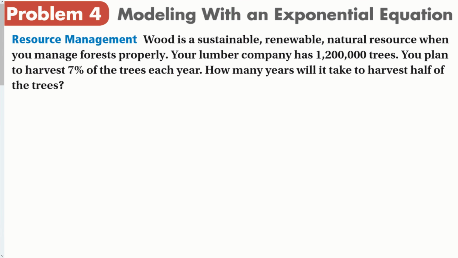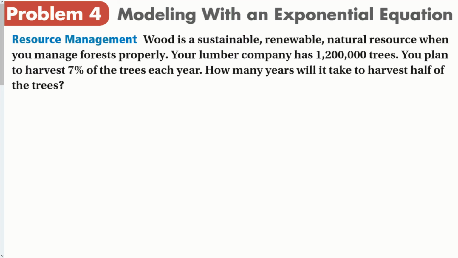All right, let's do a word problem. Wood is a sustainable, renewable, natural resource when you manage forests properly. Your lumber company has 1.2 million trees. You plan to harvest 7% of the trees each year. How many years will it take to harvest half of the trees? Okay, so if you are harvesting 7%, that means that you are taking that away. So this is a negative growth. Makes sense. You're going from 1.2 million down to 600,000, right? Half. So you're trying to see how long it's going to take to burn through half of the trees.